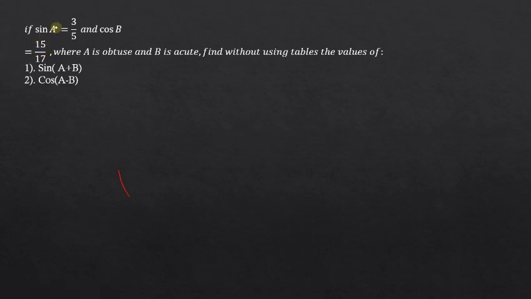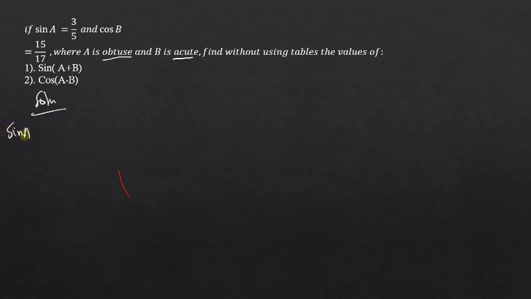So this question says, if sine A is 3/5 and cos B is 15/17, where A is obtuse, and B is acute, then find, without using tables, the value of sine (A plus B). So this is the solution.